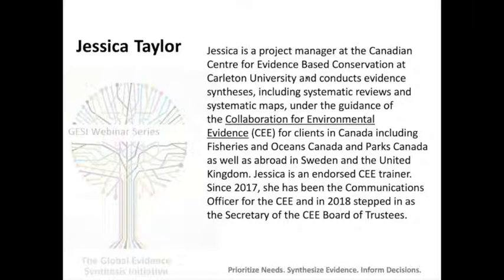Jessica Taylor is a project manager at the Canadian Centre for Evidence-Based Conservation at Carleton University, and she conducts evidence syntheses, including systematic reviews and systematic maps, under the guidance of the Collaboration for Environmental Evidence for clients in Canada, including Fisheries and Oceans Canada and Parks Canada, as well as abroad in Sweden and the United Kingdom. Jessica is an endorsed CEE trainer, and since 2017, she has been the Communications Officer for the CEE, and in 2018, she stepped in as the Secretary of the CEE Board of Trustees.